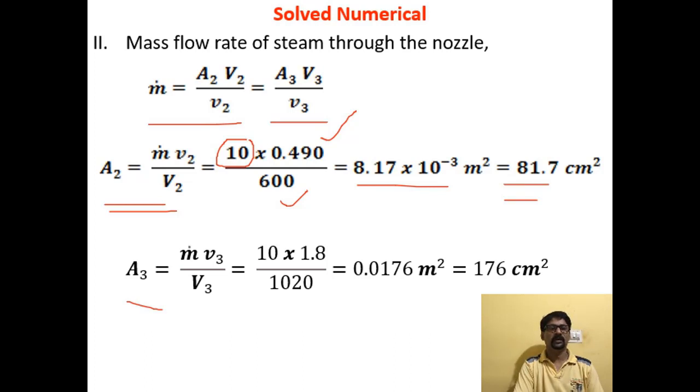Similarly, if you calculate the area at the exit, it is m dot into small v3 divided by capital V3. So 10 into 1.8 divided by 1020. So you'll get it as 0.0176 meter square or 176 centimeter square. Okay. So with this I conclude this lecture and we'll continue to solve a few more numericals in the next lecture. Thank you.